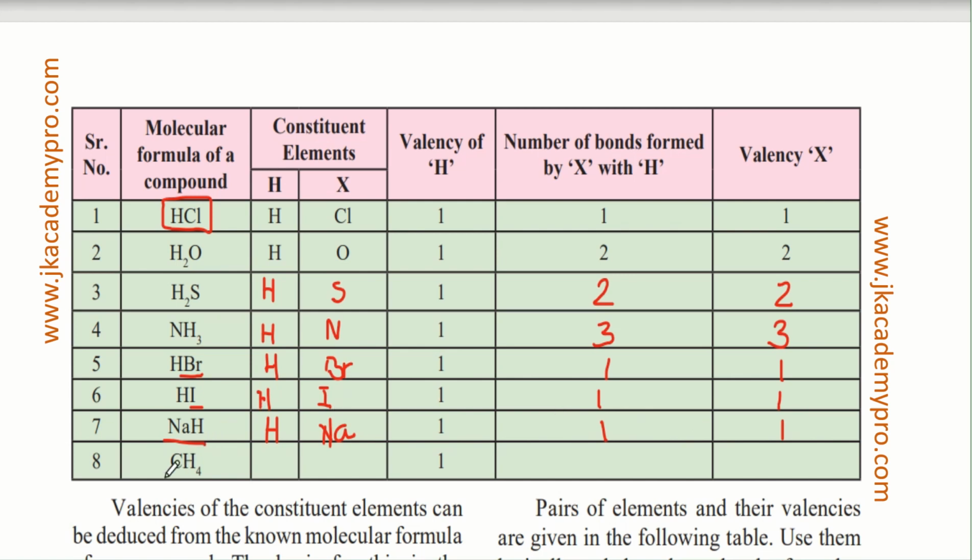The last example is methane. The molecular formula for methane is CH4. So here there are 4 atoms of hydrogen forming a bond with just 1 atom of carbon. So therefore we've come to know that the valency of carbon is 4.